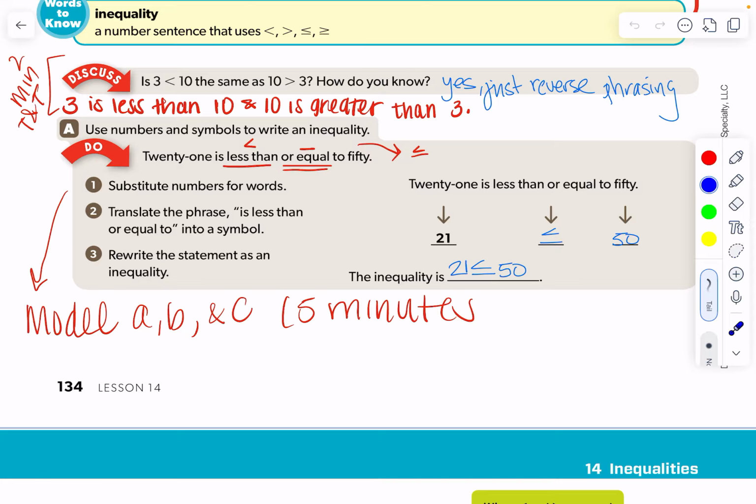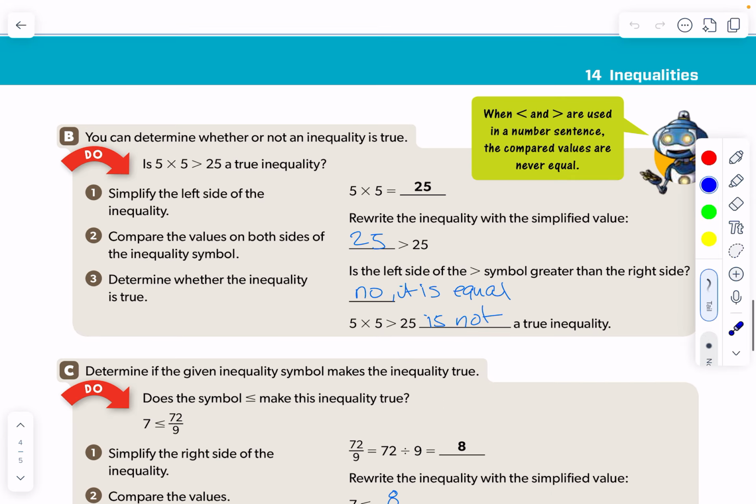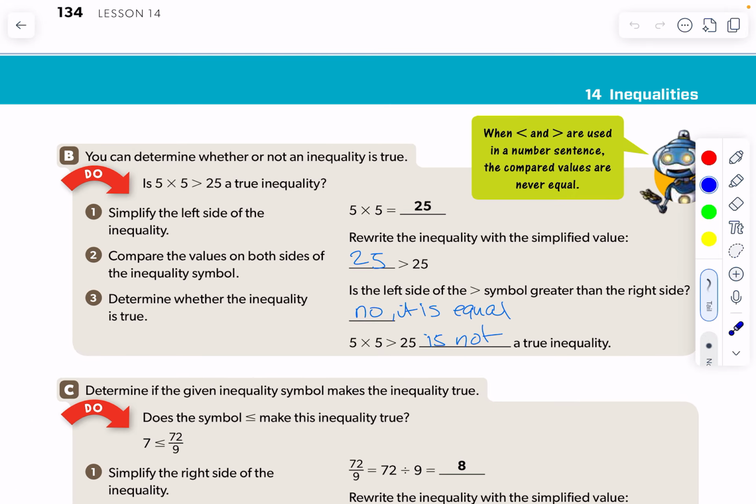So then we're translating, right? We're bringing the 21 down from the statement. We're bringing that symbol down that we just talked about. And then we're bringing the 50 down to give us this inequality statement. And then for question B, they are asking us whether this is a true inequality statement. Is 5 times 5 greater than 25, right? So we know that we have a problem here that we need to solve. 5 times 5 is 25. 25 is not greater than 25, so this is not a true inequality statement. In fact, we know that 25 should be equal to 25.